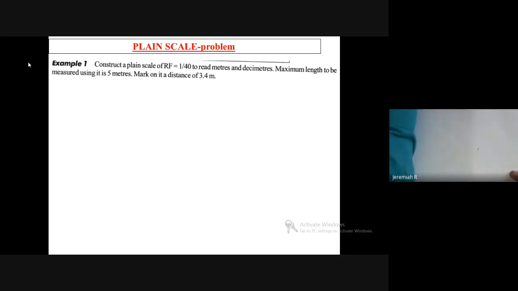Just note on the problem. If it is a plane scale, the word will be plane scale. If it is a vernier scale, the word will be vernier scale. If it is a diagonal scale, the word will be diagonal scale. We'll just start a problem based on plane scale. Whatever scale you are having, like that, I'm going to make a scale. Plane scale of representative factor 1/40 to read meters and decimeter. In a geometry box scale, you are having centimeter and inches. What I'm going to do now is make a scale to read meters and decimeters.